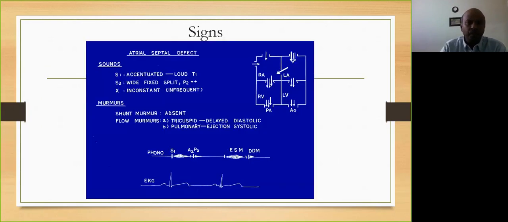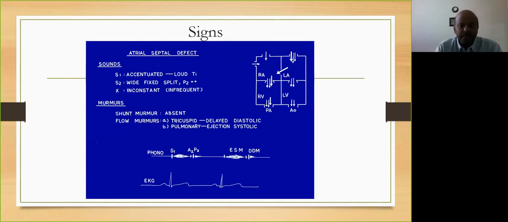If you look at the signs, clinical examination would show a mild right precordial bulge and an RV systolic thrust all along the left sternal border. S1 may be slightly accentuated due to tricuspid valve closure being loud. S2 is wide, fixed, and split, and occasionally there is a soft systolic ejection click heard in the lower left sternal border. The P2 tends to be accentuated even in the absence of pulmonary artery hypertension.